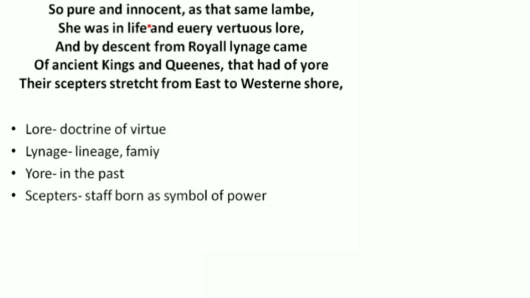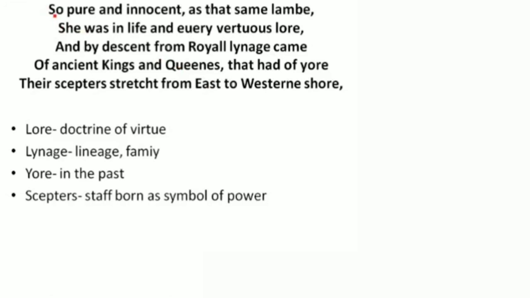Lady Una, we talked about her ass, we talked about her lamb. Everything is whiter than snow or milk. So white color represents purity. So we will have a sharp contrast later on. As that same lamb, she was in life and every virtuous lore, and by descent from royal lineage came of ancient kings and queens that had of yore their scepters stretched from east to western shore. So she had a lamb with her, which was as white as milk, and it was symbolic of purity, it was symbolic of innocence.